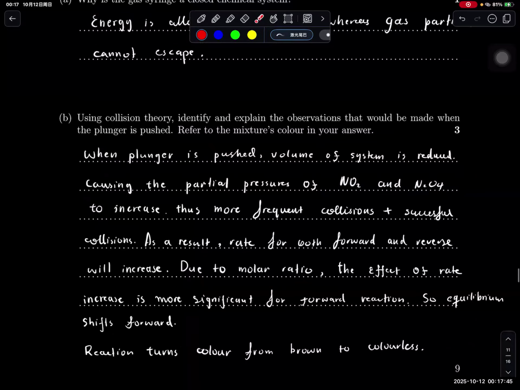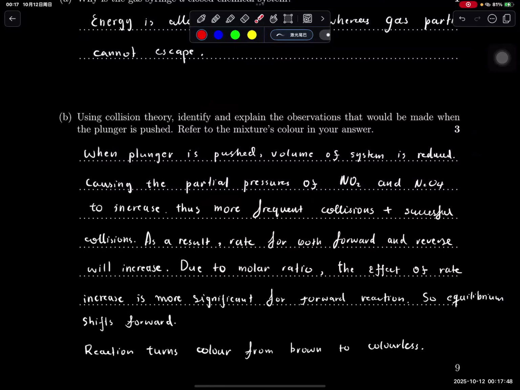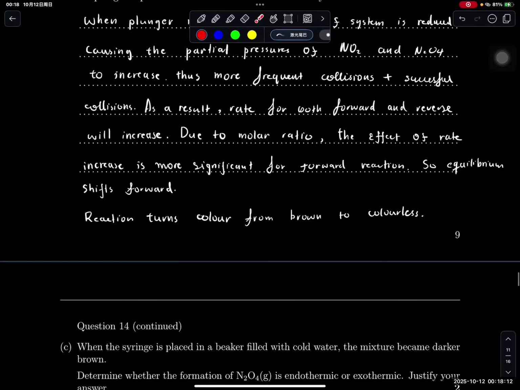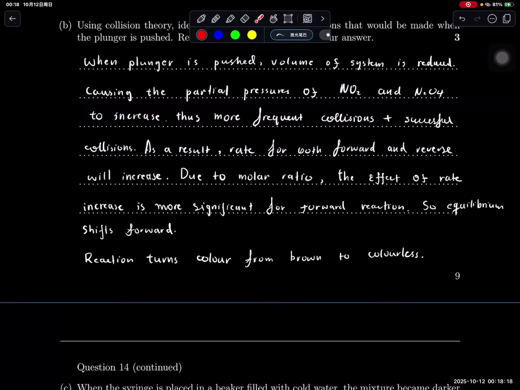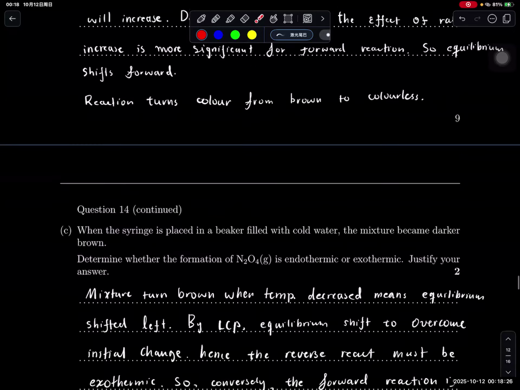So when the plunger is pushed, the volume of the system is reduced, causing partial pressures of nitrogen dioxide and dinitrogen tetroxide to increase, and therefore more frequent collisions plus more successful collisions. This must be mentioned every time for collision theory. As a result, rates for both forward and reverse will increase. Due to the molar ratio, the effect of the rate increase is more significant for the forward reaction, so the equilibrium shifts forward. And then the color changes from brown to colorless. You have to remember the color as well. These questions are pretty standard.